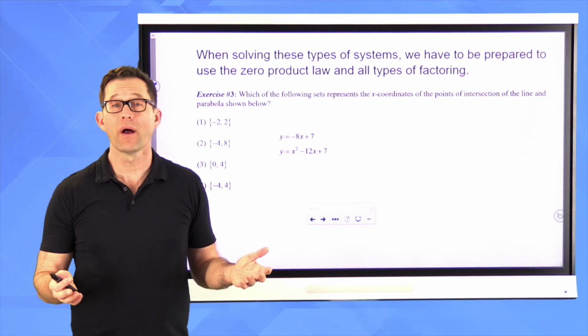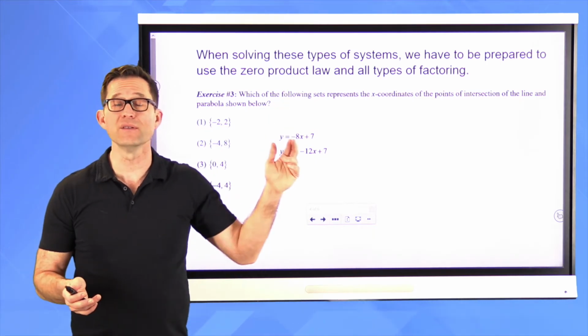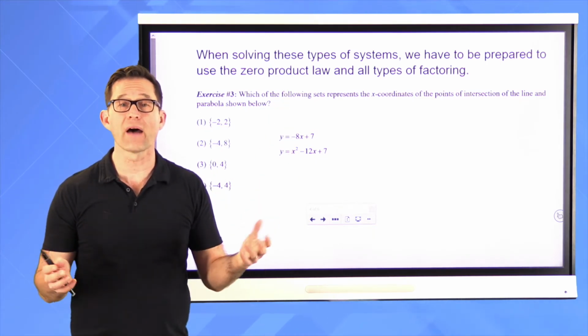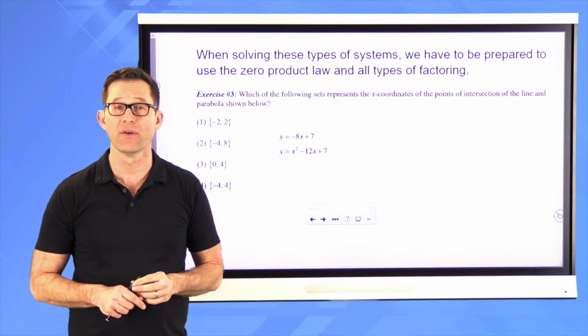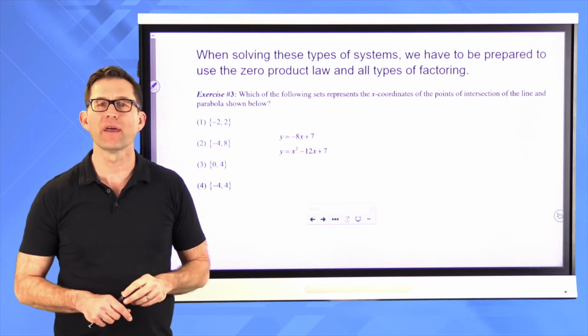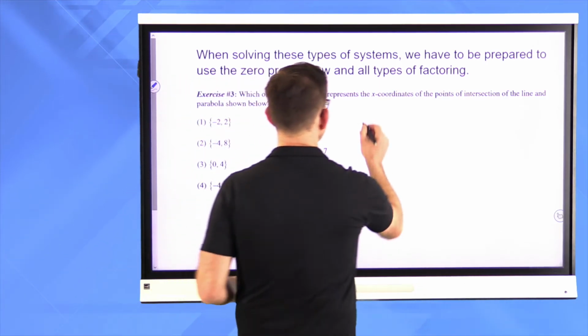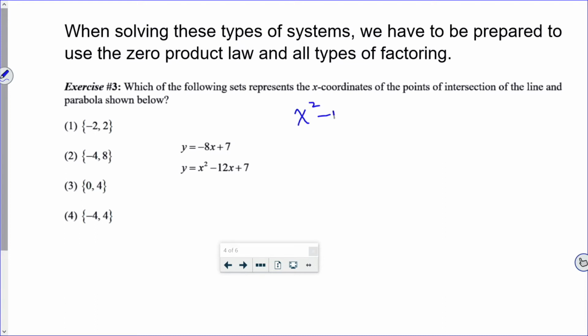Now, of course, one option on this would be to slap both of these into your graphing calculator, graph, use the intersect command to find those x values. But let's take a look at it algebraically. Here we go. I'm going to take x squared minus 12x plus 7, and I'm going to set it equal to negative 8x plus 7.